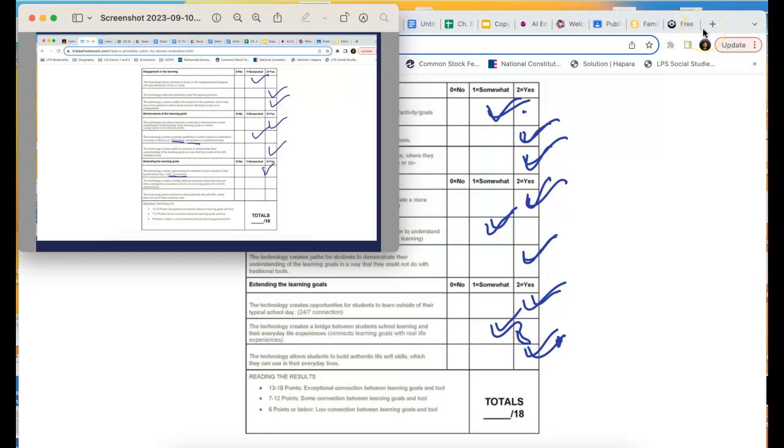So I think what I'm looking at, so 1, 3, 5, 7, 8, 10, 12, 13, 15. So I'm looking at about a 15 out of 18. So I'm going to go ahead and write that in here. So I would say it's a fairly exceptional connection between learning goals.